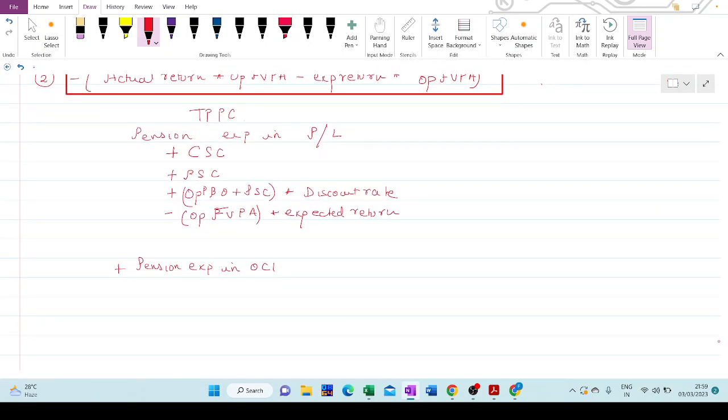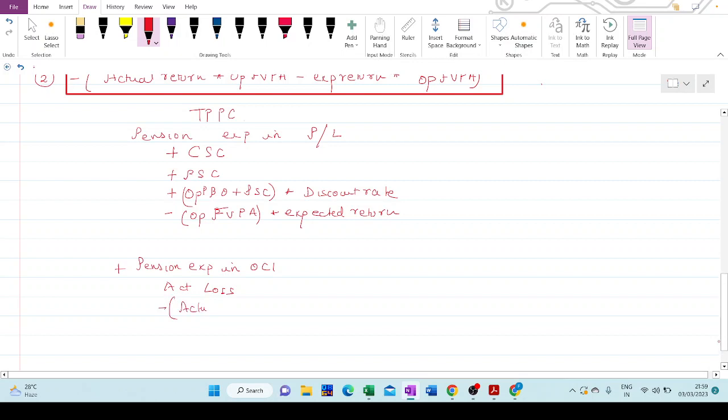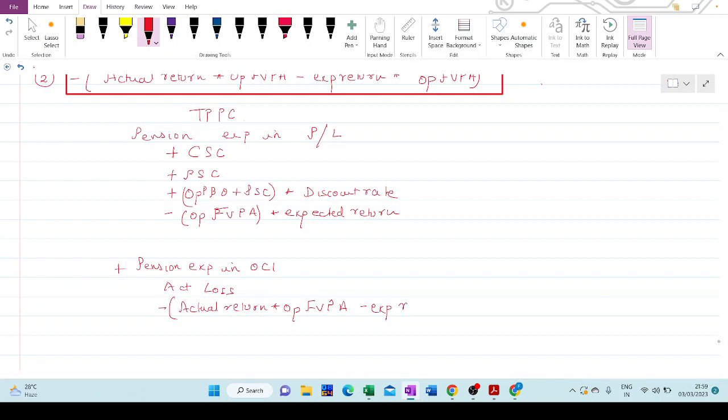And my pension expense in OCI is my actuarial loss minus actual return into opening FVPA, minus expected return into opening FVPA.